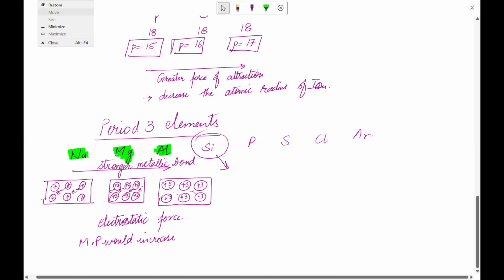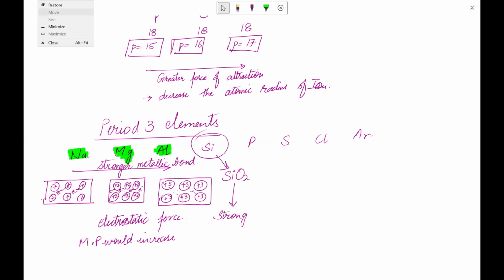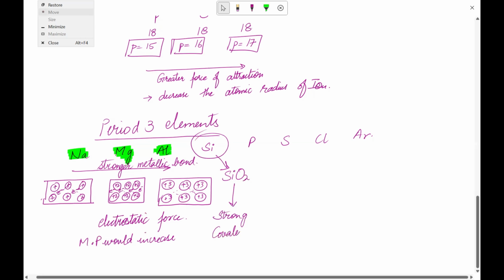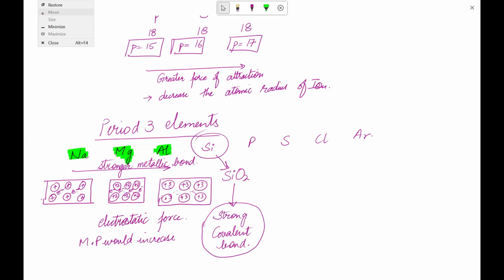If we look at silicon, you might have studied in your GCSE exams that silicon is going to form silicon dioxide like this, which has a strong covalent bond. You remember that you have studied about silica, diamond, and graphite. They all have strong covalent bonds. Do you remember that? So because of the strong covalent bonds of silicon, it would have a high melting point and boiling point.